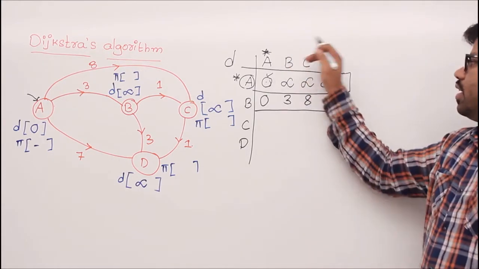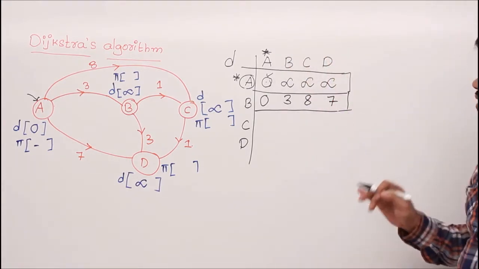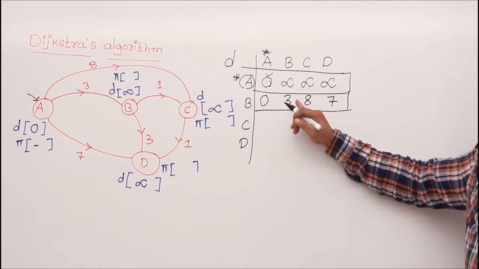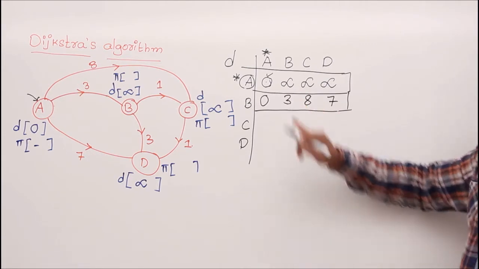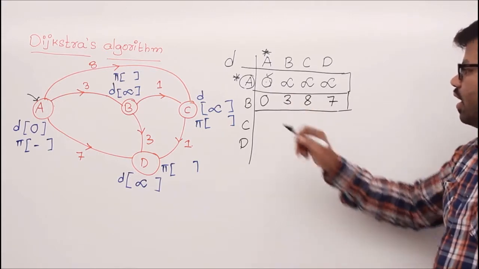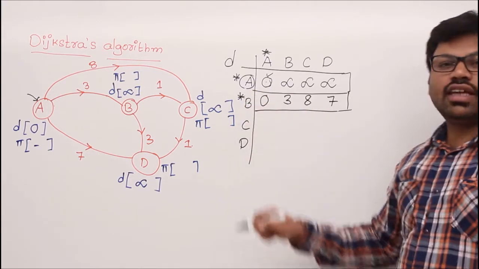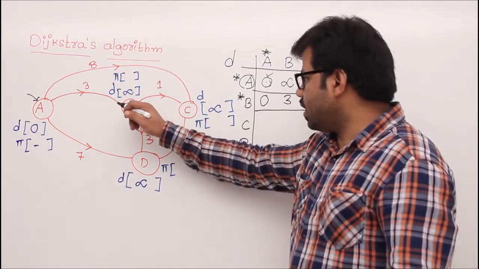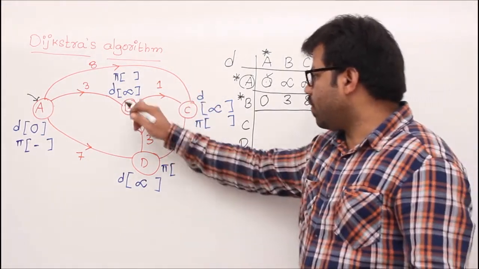Now we have B, C, D. So what Dijkstra algorithm does is, this time it will pick again a vertex whose D value is minimum. Okay, that is what we are going to do every time. So this time 3 is minimum, right? Then B is going to be relaxed. Relaxing B is nothing but relaxing all the edges of B. So if I relax B's edges, then it will be BC, second one BD.